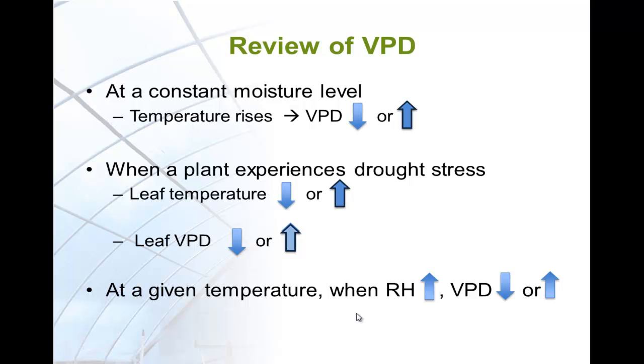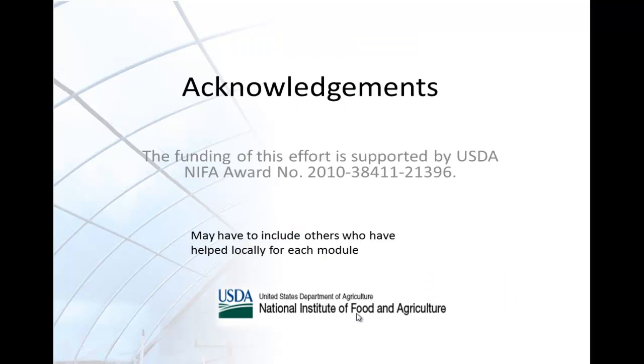Last question: at a given temperature, when relative humidity increases, does VPD decrease or increase? Relative humidity and VPD go in opposite directions. When relative humidity is higher, then vapor pressure deficit decreases. When relative humidity is high, it's more difficult for water molecules to go from leaves to the air. That's why VPD goes down.